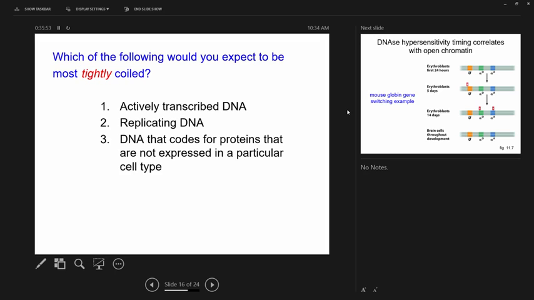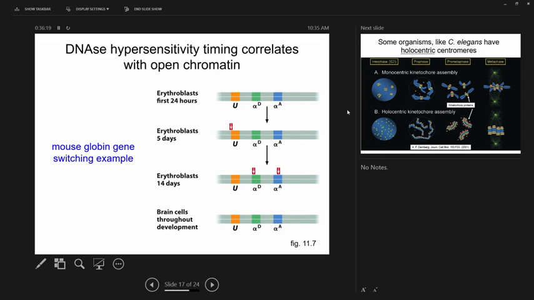DNA that codes for proteins not expressed in a particular cell type, in fact, that should be kept as very tightly coiled DNA. The reason being that you don't want proteins to be able to access the promoter for that. You can show this accessibility versus inaccessibility with an example like this one, where you're talking about genes that are expressed at differential times during development.